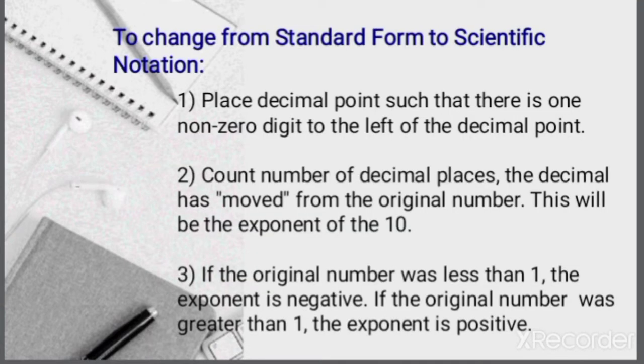To change from standard form to scientific notation, first, place the decimal point such that there is one non-zero digit to the left of the decimal point. Second, count the number of decimal places the decimal has moved from the original number. This will be the exponent of the 10. Third, if the original number was less than 1, the exponent is negative. If the original number was greater than 1, the exponent is positive.